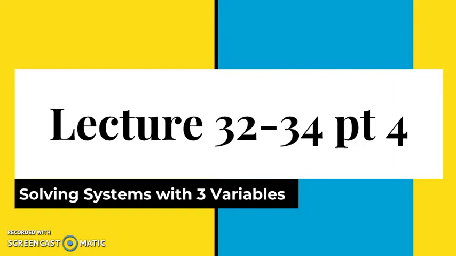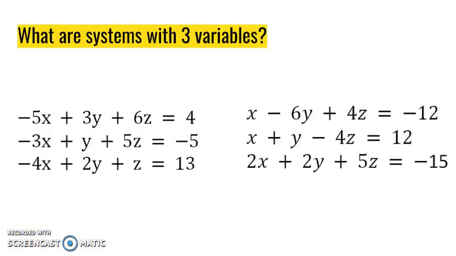Okay, this is that lesson from Algebra 2 that none of you guys really like too much. We're going to talk about today solving systems of equations with three variables. Okay, so we're going to have an x, y, and a z. So examples, what are systems with three variables? We've got our x, y, and z variables here.